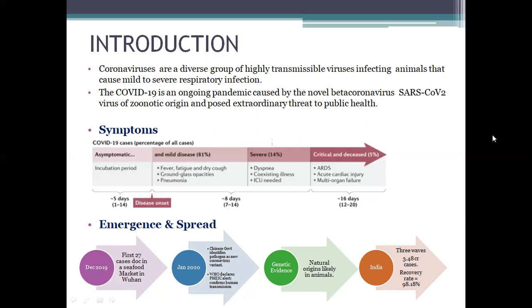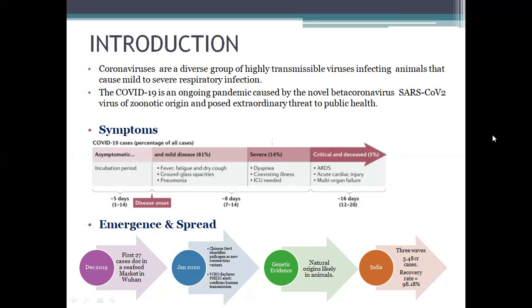Also, coming to the emergence and spread of the disease, in December 2019, according to the timeline, first 27 cases of a viral pneumonia were documented in a seafood market in Wuhan. In January 2020, the Chinese government identified the pathogen as a new coronavirus variant, and towards the later half of the month, WHO declared it as a pandemic PHEIC alert, and human transmission was confirmed. It is suggested that the virus is of natural origins and originated likely in humans.